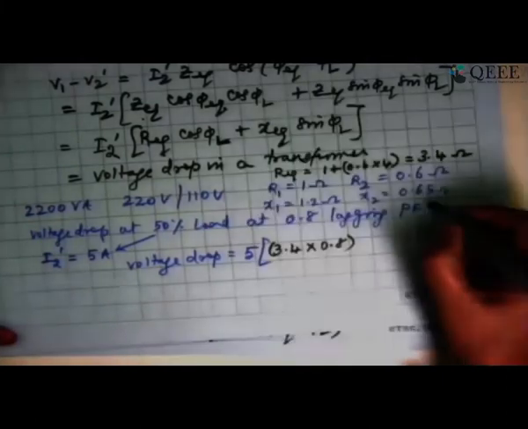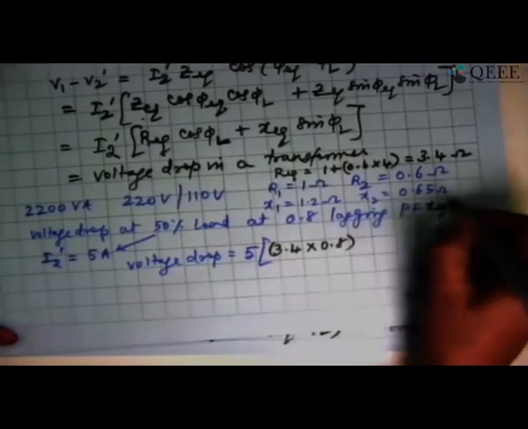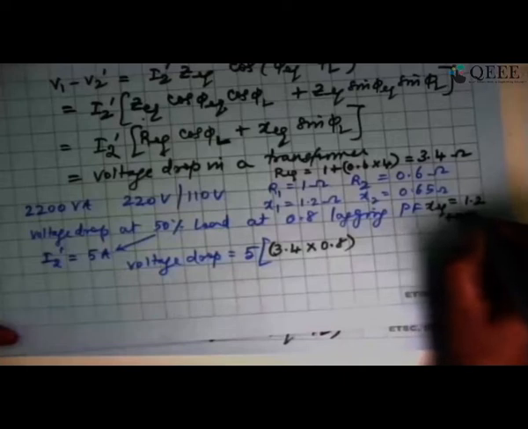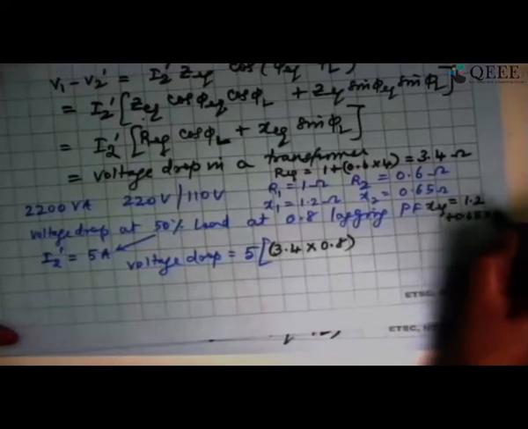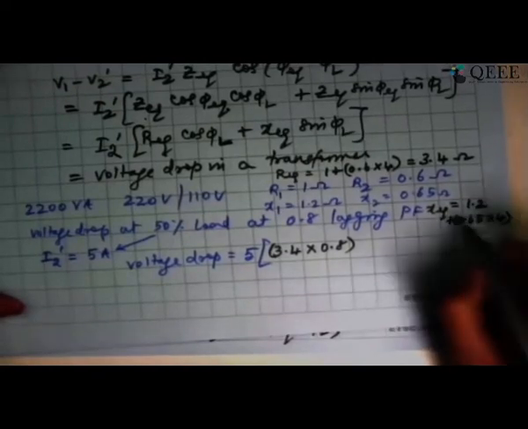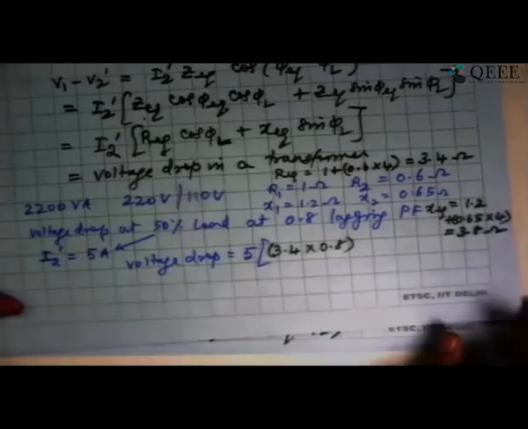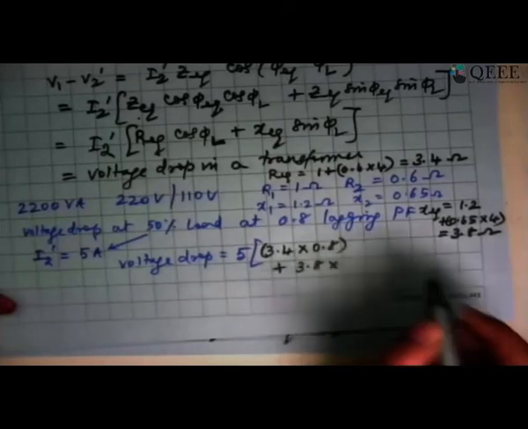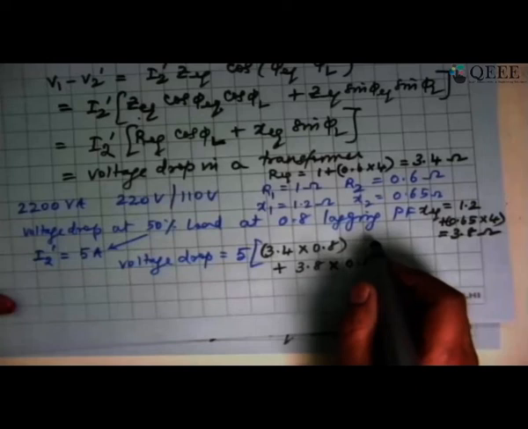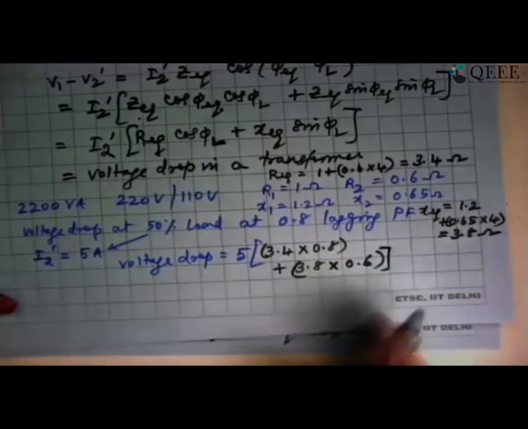Now what is X equivalent? X equivalent is 1.2 plus 0.65 times 4. I think we calculated this already. This is 2.6 plus 1.2, that is 3.8 ohm again. So I can write this as plus 3.8 multiplied by sin phi L. Cos phi L is 0.8, sin phi L is going to be 0.6. I hope you remember that 0.8 squared plus 0.6 squared will be 1: sin squared theta plus cos squared theta. So this is what it is.